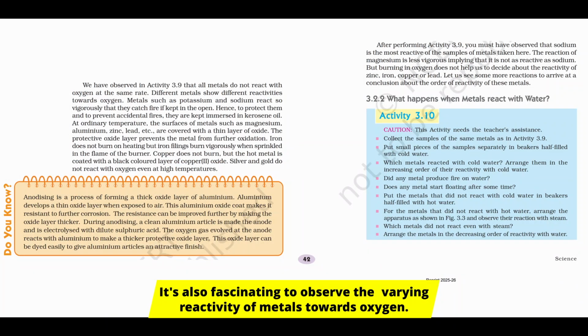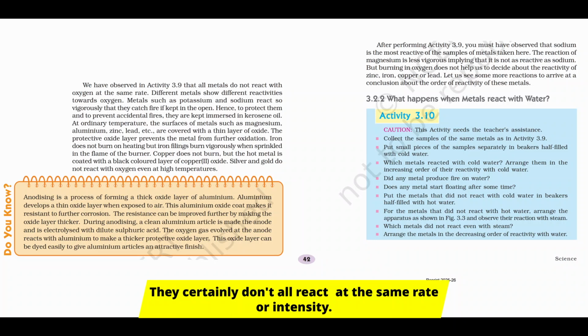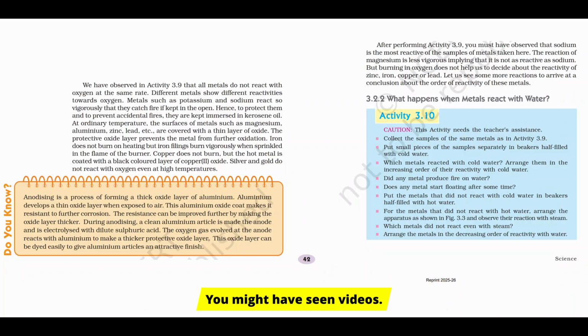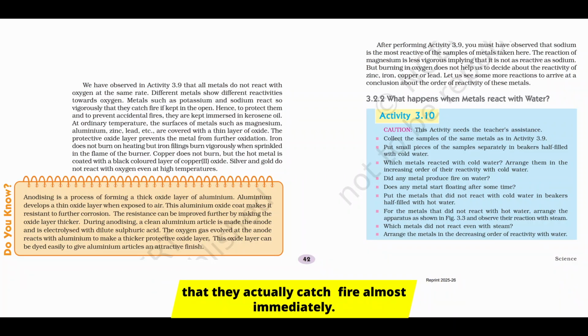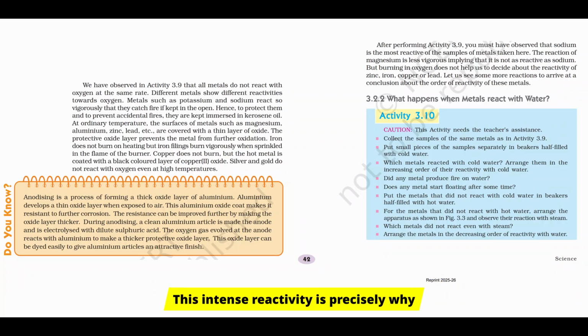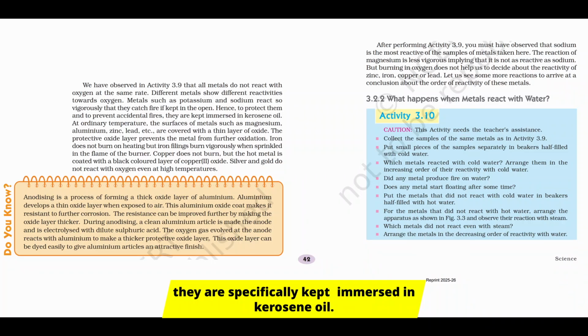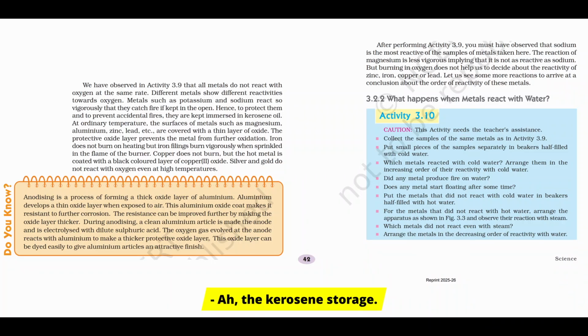It's also fascinating to observe the varying reactivity of metals towards oxygen. They certainly don't all react at the same rate or intensity. Metals such as potassium, K, and sodium, Na, are incredibly reactive. You might have seen videos. Yes, they catch fire, right? They do. If you leave them exposed to open air, they react so vigorously with oxygen that they actually catch fire almost immediately. This intense reactivity is precisely why they are specifically kept immersed in kerosene oil. Ah, the kerosene storage. That question comes up a lot. It does. It prevents accidental fires and protects them from both moisture and atmospheric oxygen.